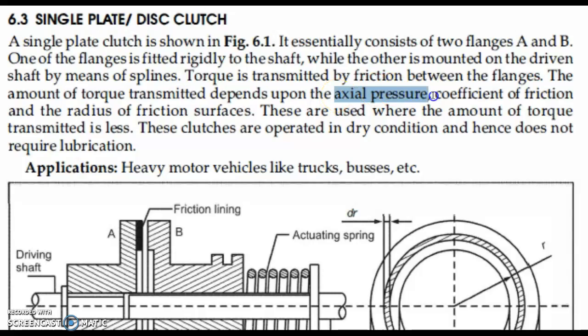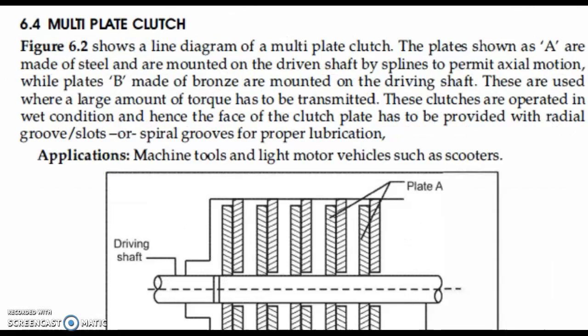Axial pressure is required, coefficient of friction is required, and the radius of friction surface is necessary for the design of the clutch. Generally it is used in heavy motor vehicles like trucks, buses, etc. that we are already aware of in the clutch system. The next one is the multi-plate clutch. Previously we studied the single plate clutch.